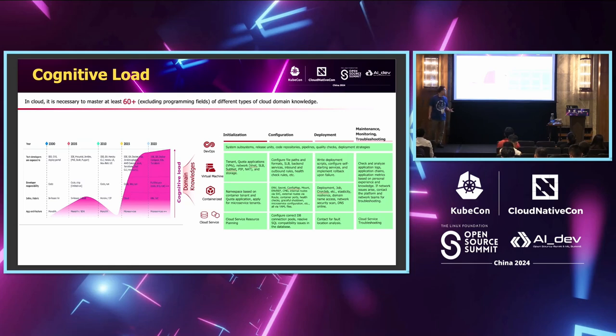If we divide the domain logic after cloud migration, there are four parts. You should know DevOps technology across the whole application lifecycle: initialization, configuration, deployment, maintenance, monitoring, and troubleshooting. And also, if you deploy or manage your application in the cloud, you should know different cloud runtime technology across the same lifecycle. So it's really complex.